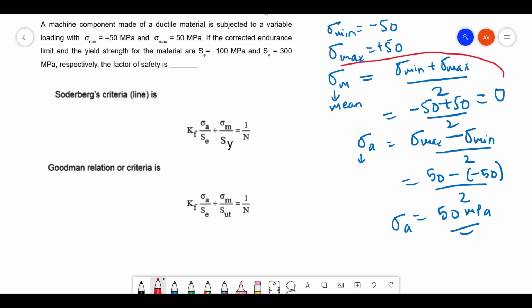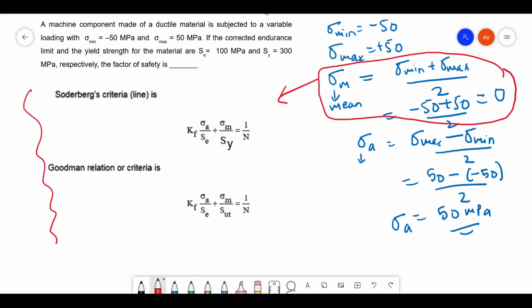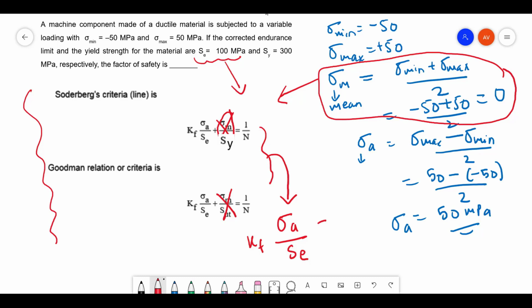Now since your sigma m, that is your mean, is 0, that means if you look at these two criteria that we generally use for fatigue loading, this term is going to be 0. So basically these two are 0. So the general form that you will be using is sigma a by your S_E, which is your 100 MPa, into some factor Kf, is equal to 1 by n. So this here is the factor of safety.